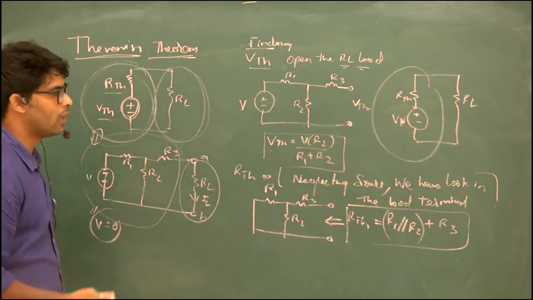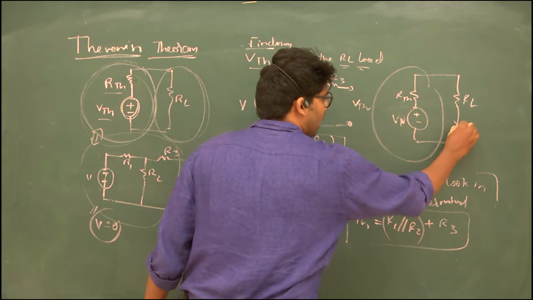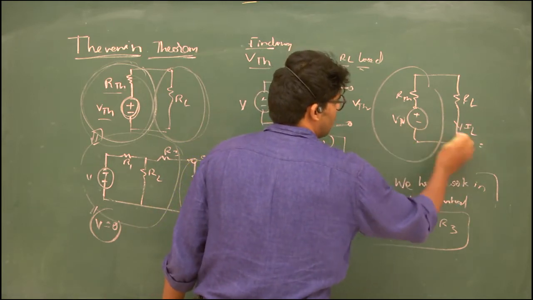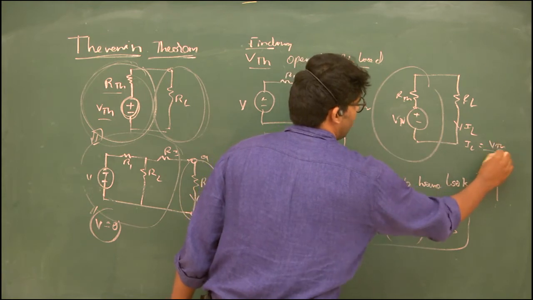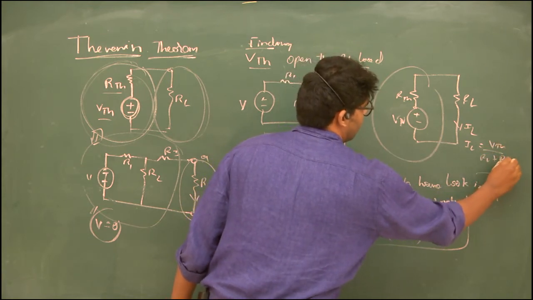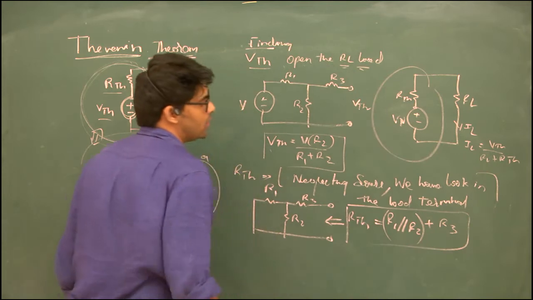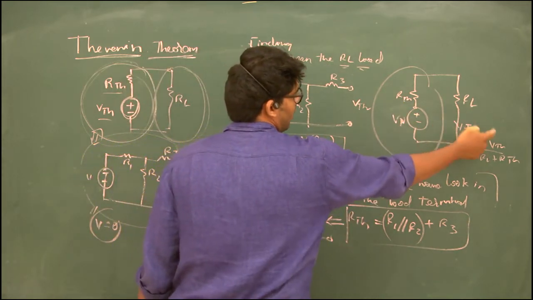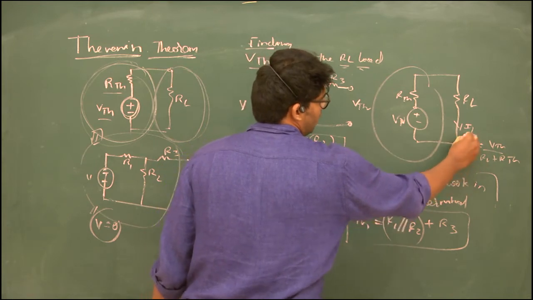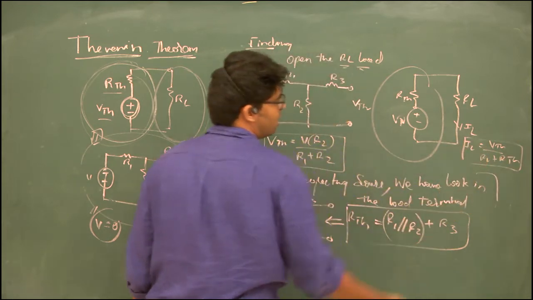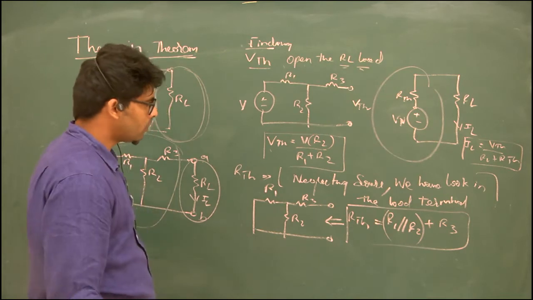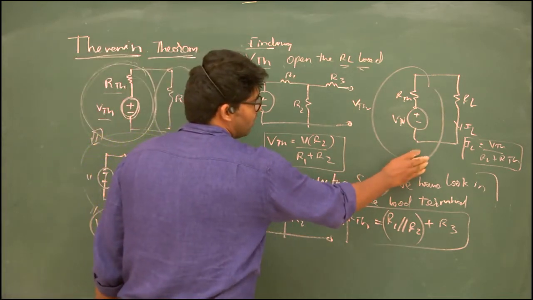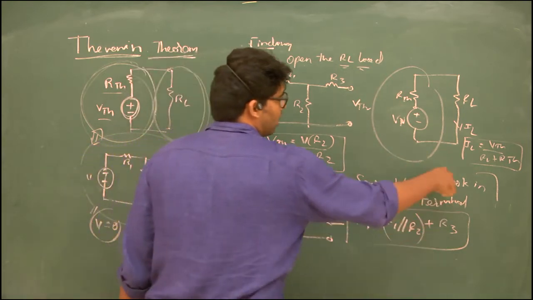After finding that, if you want to find the load current, what will you do? Simply IL equals V Thevenin divided by RL plus R Thevenin. That is simply a KVL equation: minus V Thevenin plus RL into load current IL plus R Thevenin into IL equals zero. That is KCL, that is Ohm's law. So by replacing the entire circuit with this small circuit, you can find whatever response you need.